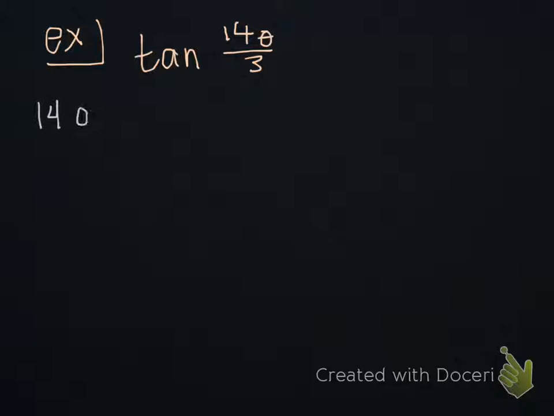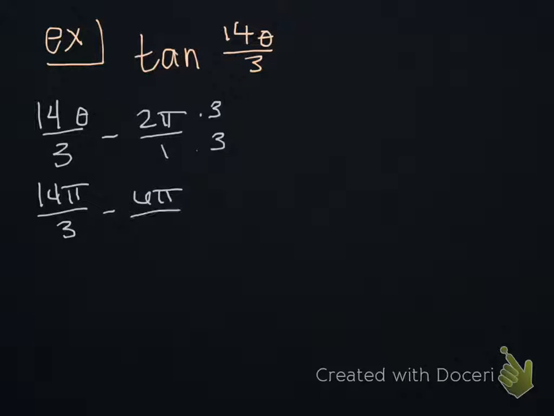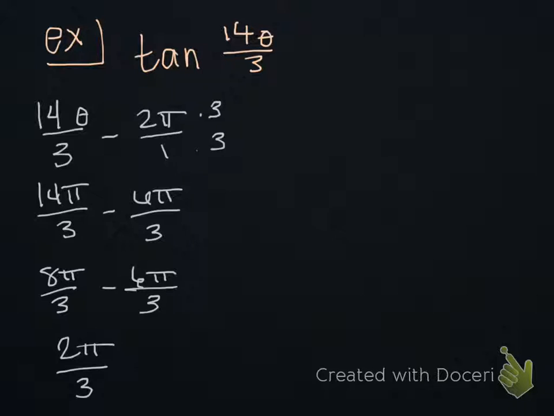So 14 pi over 3, we're going to take out that 2 pi, and again get a common denominator. So I'm subtracting 14 pi over 3 minus 6 pi over 3. When I subtract it, I get 8 pi over 3. Notice it's still too large. The cutoff would be 6 pi over 3. I'm above it, so I'm going to subtract 6 pi over 3 again. So now I'm at 2 pi over 3. So this is my reference angle.